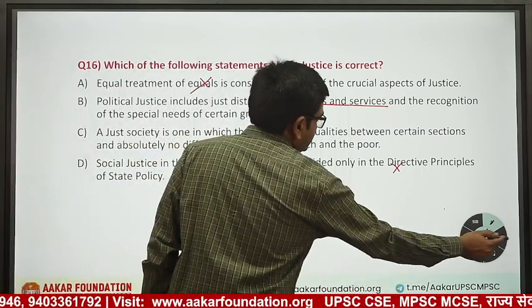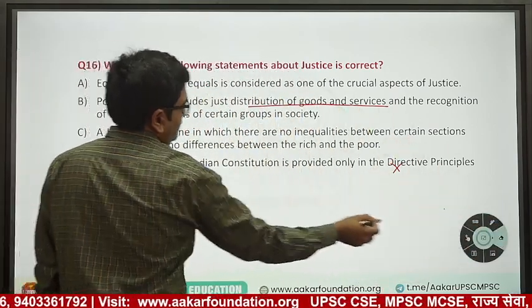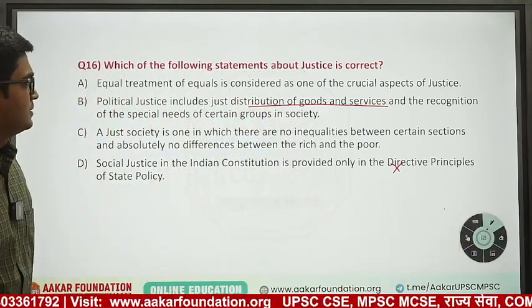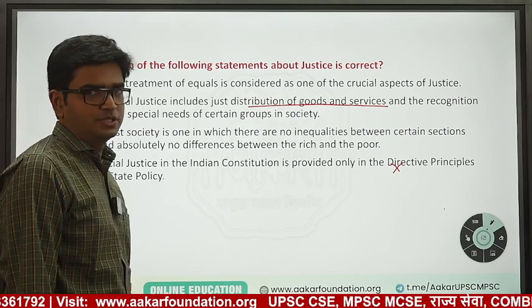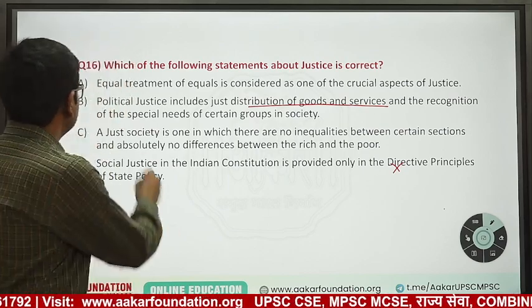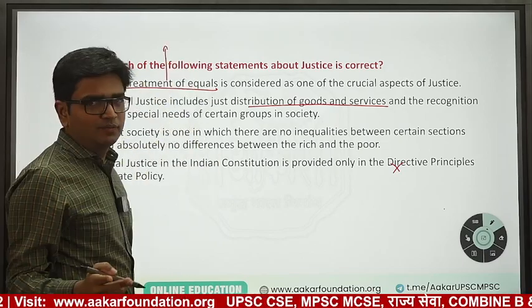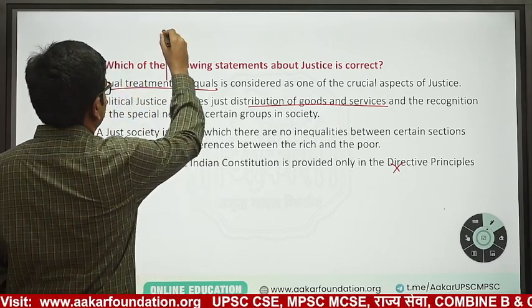So if we consider this, equal treatment for equals is considered one of the crucial aspects of justice. This is talking about the second part of Article 14, that is equal protection of law.